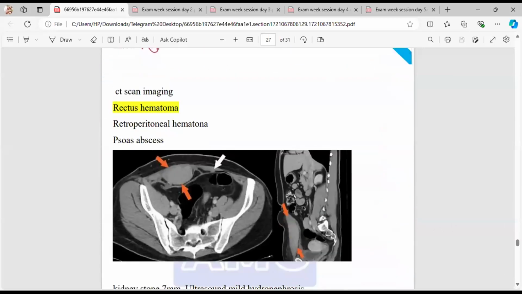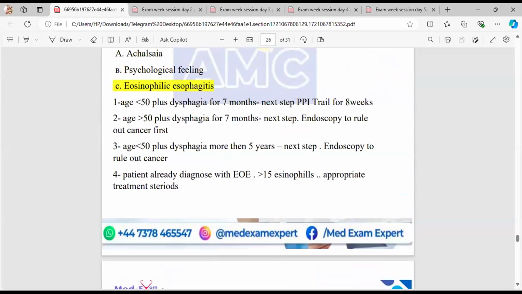Yes, doctors. In November 2024, there was one question related to GERD. In that question, they said that the patient has heartburn and regurgitation, and the patient took NSAIDs since 5 years. Yes, that question was like this, that the symptoms are related to GERD, and they said that this patient has had these symptoms for 5 years.